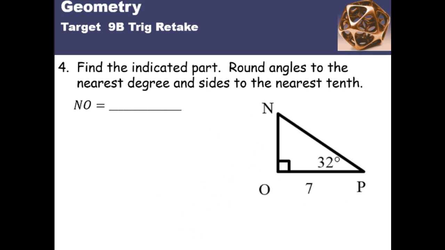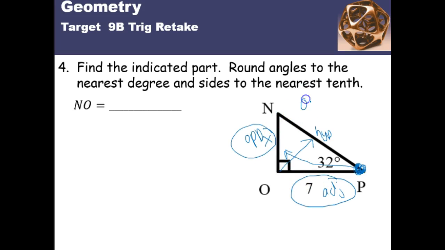Okay, number 4. You have to find side NO, so I'm going to call that X. I have to put a dot where my angle is, and my angle's at 32. And I'm going to say that's opposite. This is the hypotenuse, so what's left has to be the adjacent. I have to use what I'm trying to find, which is X, and I have to use the side that I know, which in this case is adjacent.